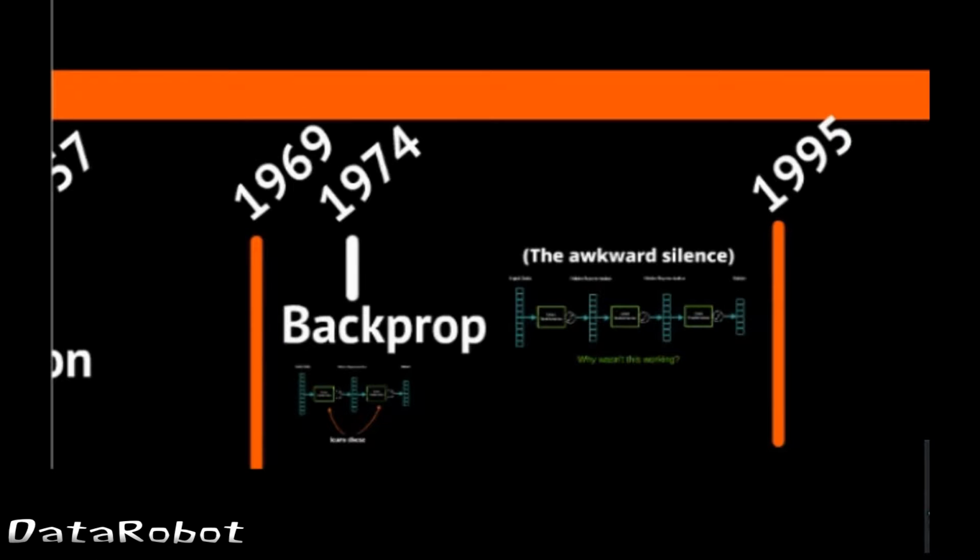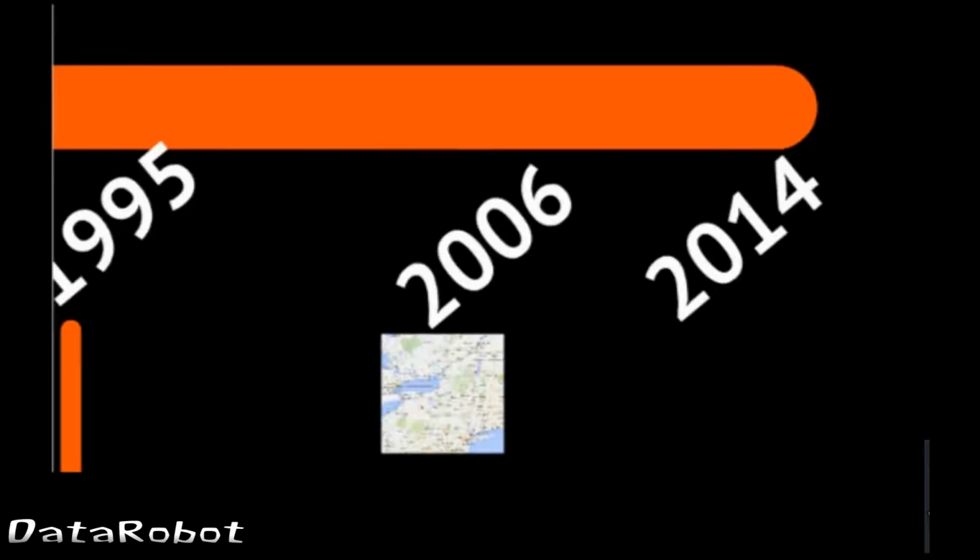In 1995, a cousin of neural networks, the Boltzmann machine.